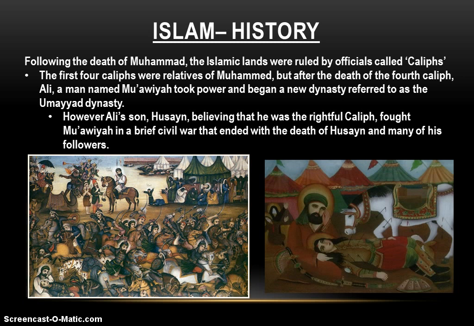Well, the first 4 caliphs after the death of Muhammad were all Muhammad's relatives. But after the death of the 4th caliph, a guy named Ali, another fella named Muawiyah took power and began a new dynasty called the Umayyad dynasty. However, as typical power struggles go, Ali's son Hussein believed that he was the rightful caliph. Therefore, he decided to fight a civil war against Muawiyah for control over the caliphate. It ended very badly for Hussein, as he and many of his followers were slaughtered in battle.